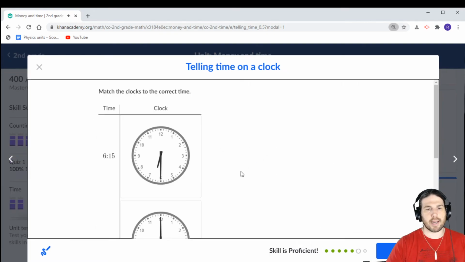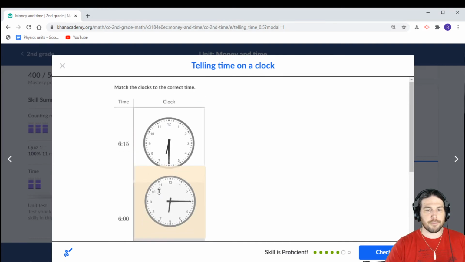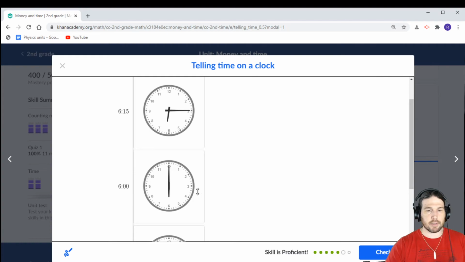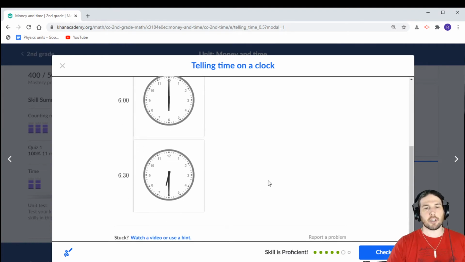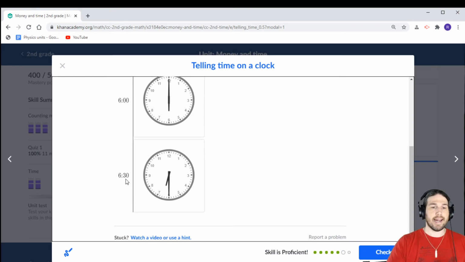Match the clocks to the correct time. 6:15, so the only one with a 15 is this one. The only one with the minute hand pointing at 0 is the second one. I didn't even need to look at the hour. All I needed to know is that 15 meant pointing at the 3, o'clock means pointing at the 12, and 30 means pointing straight down at the 6.